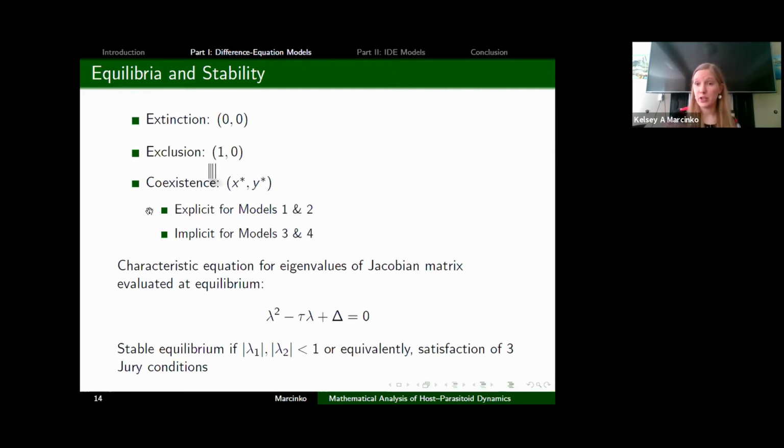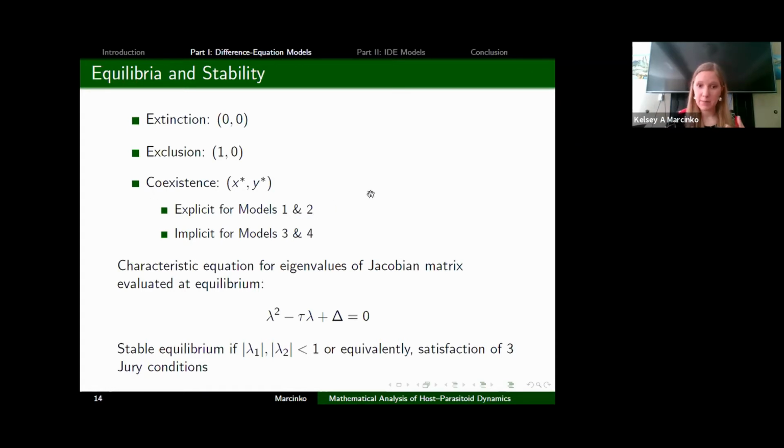For models 1 and 2, I can explicitly solve for this x and y coordinate. But for models 3 and 4, because of the exponential functions, I'm unable to write these out explicitly, but can have an implicit representation of those.